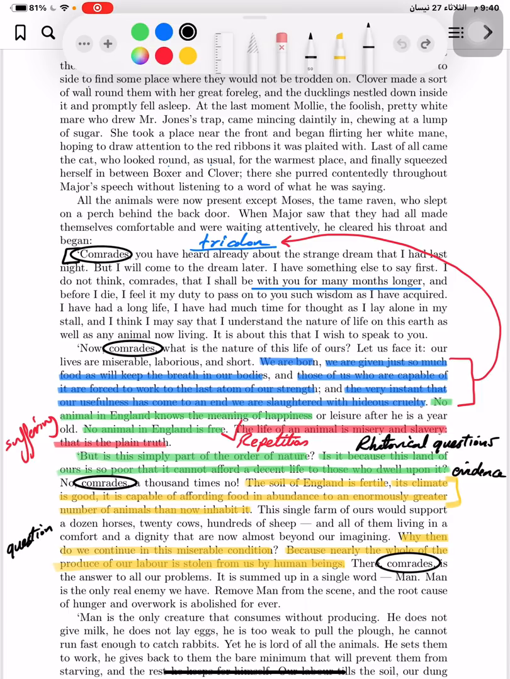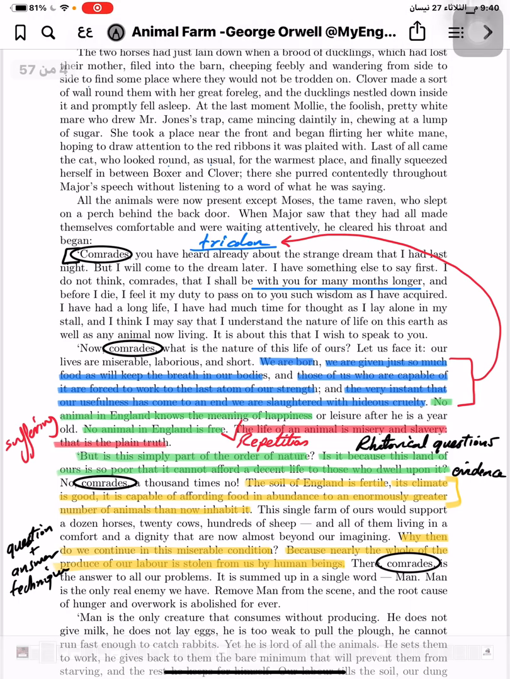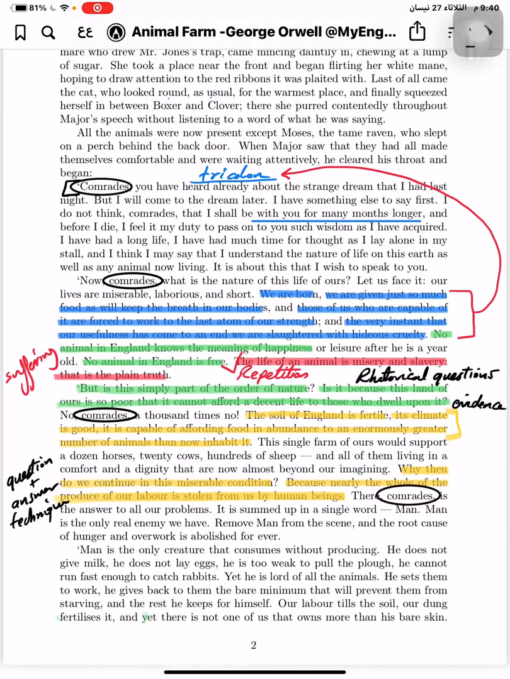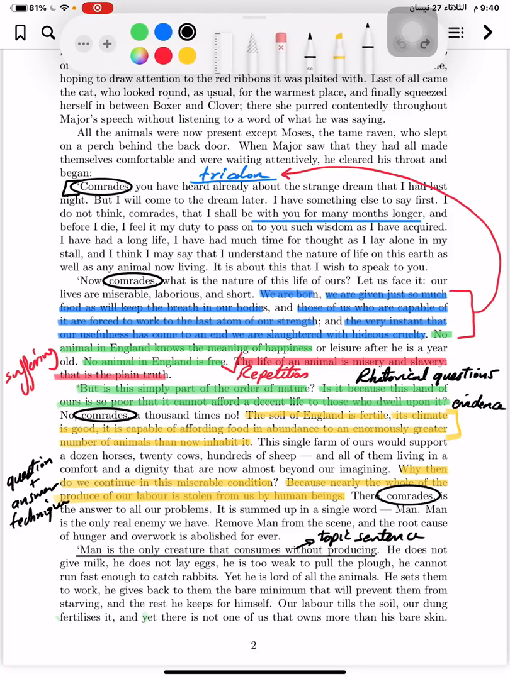Then in the third paragraph, the Old Major is very clever to produce the topic sentence around which all the other sentences elaborate the idea presented at the beginning, when he announces man is the only creature that consumes without producing. All the other sentences support this idea. When he said he doesn't give milk, he doesn't lay eggs, he's too weak to pull the plow, he cannot run fast enough to catch rabbits.